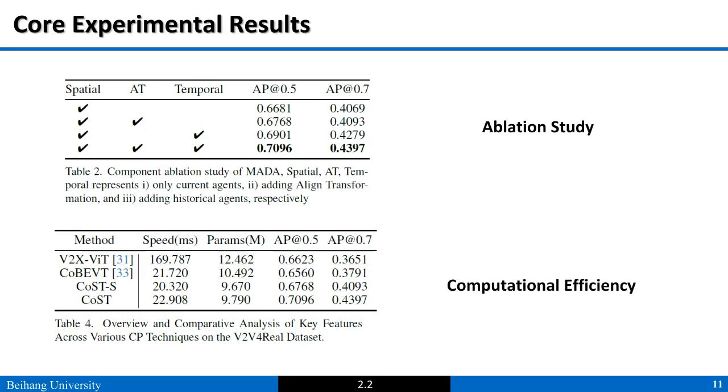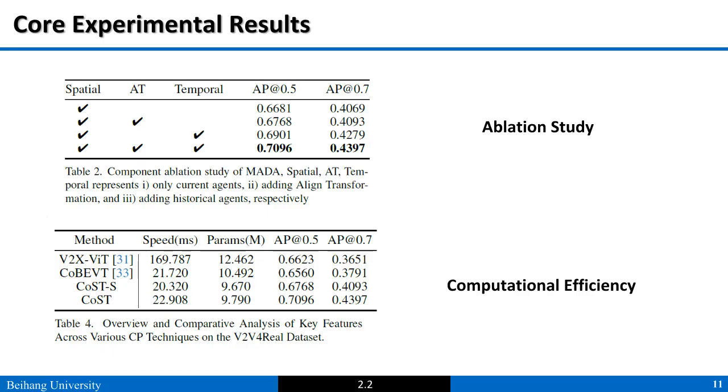First, the ablation study, top table, shows the impact of adding each component, spatial features, align transformation, AT, and temporal features on detection performance. We can see that by progressively adding AT and temporal modeling, the AP at 0.5 and AP at 0.7 increase, achieving the best performance with all modules enabled.